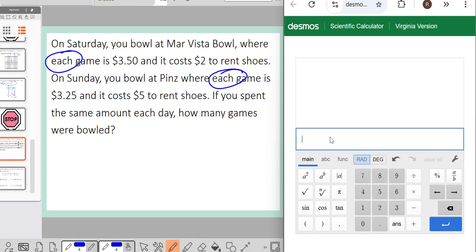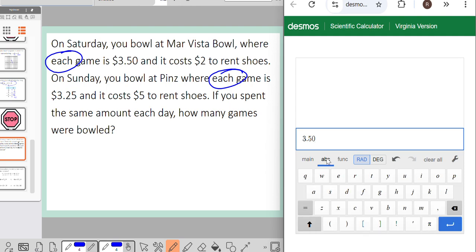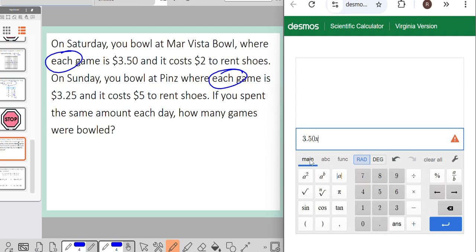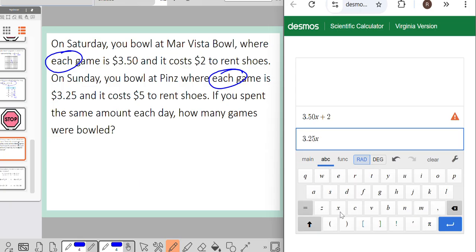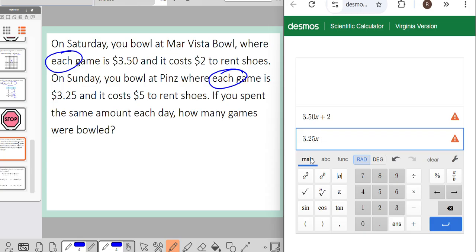I know that each game is $3.50. So I'm going to start with $3.50 and add an X value because of that word each. That cost is going to repeat based on how many games we play. Then we're also going to have to pay for our shoes, which is $2. On Sunday at Pins, each game is $3.25. So that means it needs an X value because that cost is going to repeat with each game. And our shoes are 5.